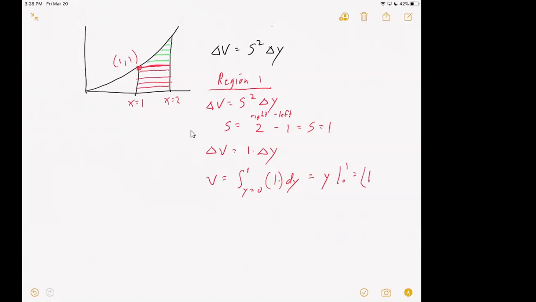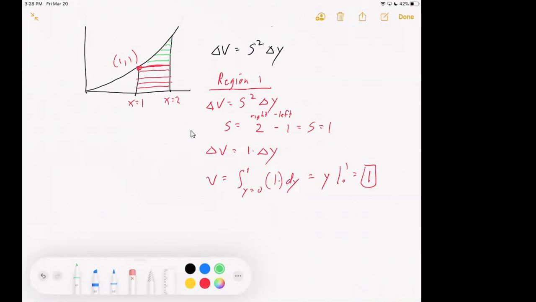Okay, now that's the volume of the red region. We have to do the green region separately. So let me switch my pen over to green. For the green region, this is going to be a little bit more complicated. Call this, let me do this over here, region 2.